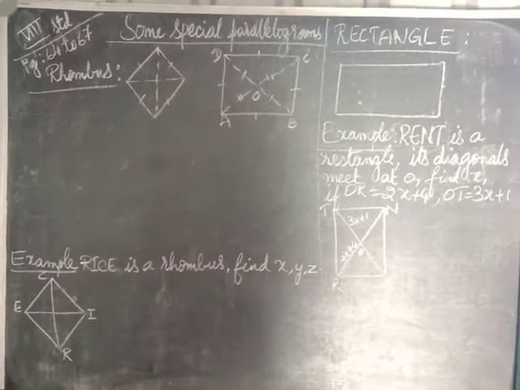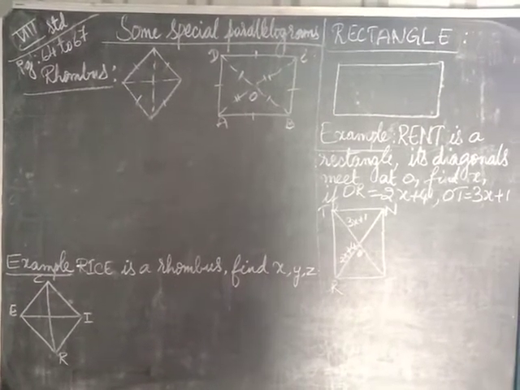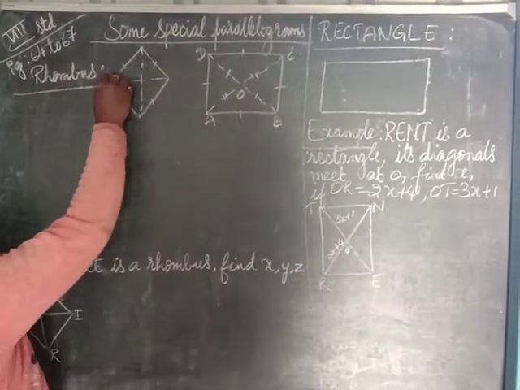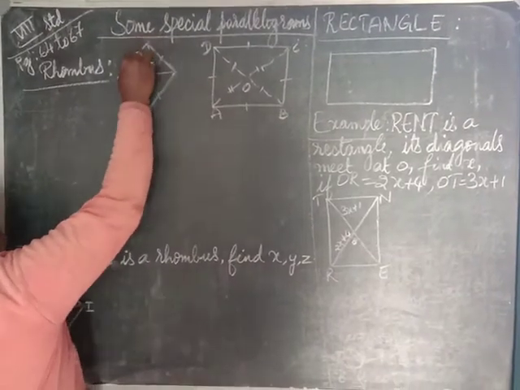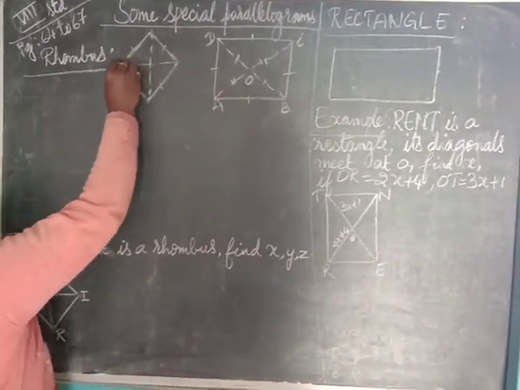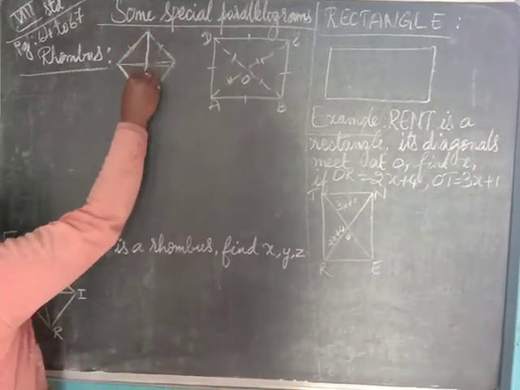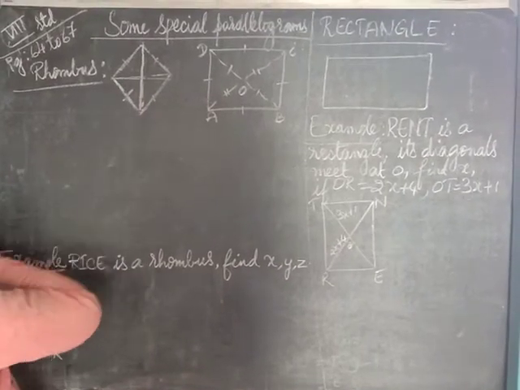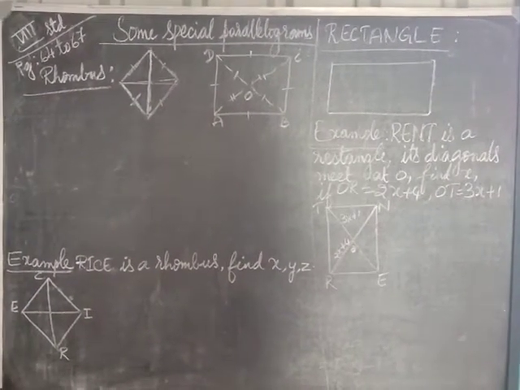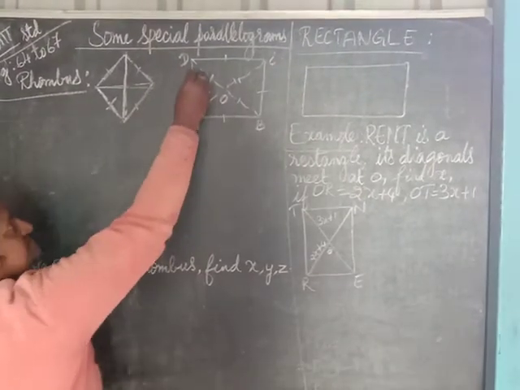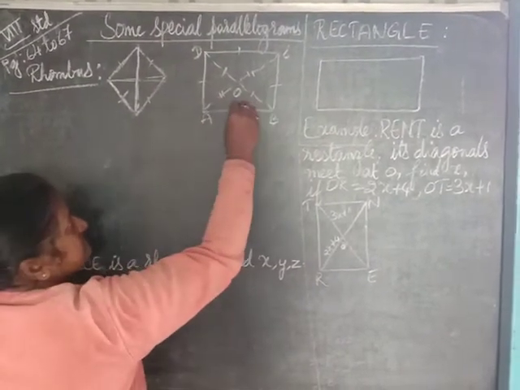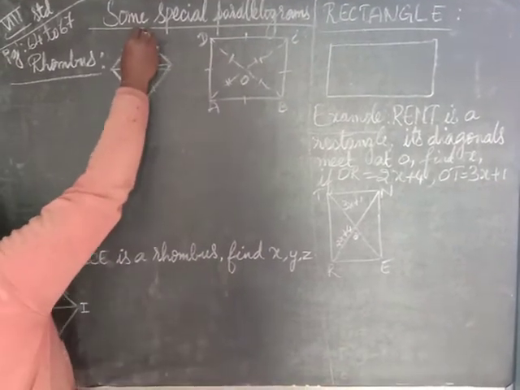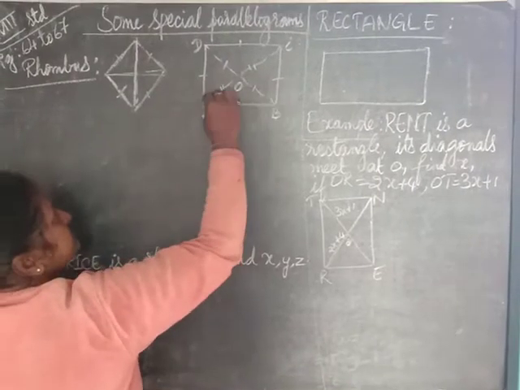Here, a rhombus is a parallelogram in which all the sides are equal. Its diagonals bisect each other. This is what is called a rhombus. Now let us see. I have drawn a rhombus here, since all the sides are equal in a rhombus. The diagonals of this rhombus bisect each other.